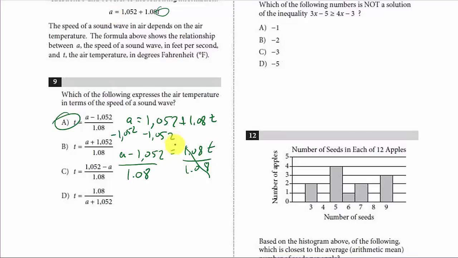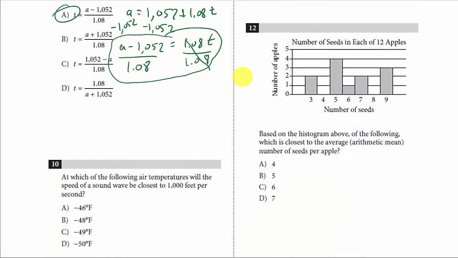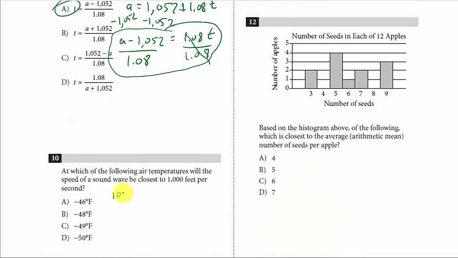Well, look at this. That's what's so nice about here. We already solved for T, so we just plug the 1,000 into there, and so that's going to give us 1,000 minus 1,052 over 1.08 equals T. And that's going to give us T equals negative 48.1 when you punch it in. So that would be B.